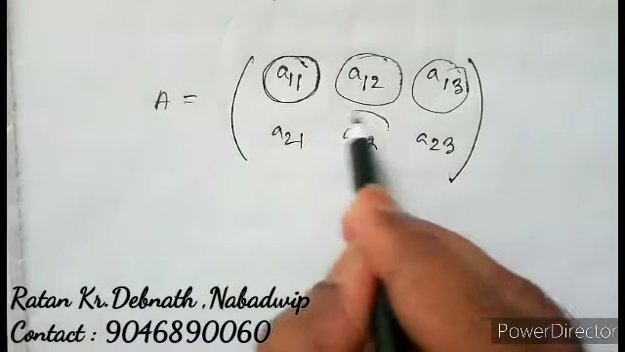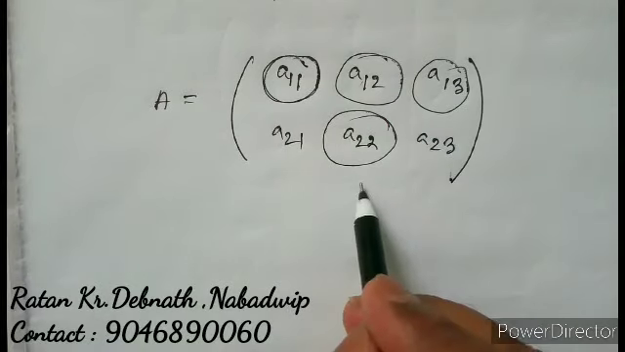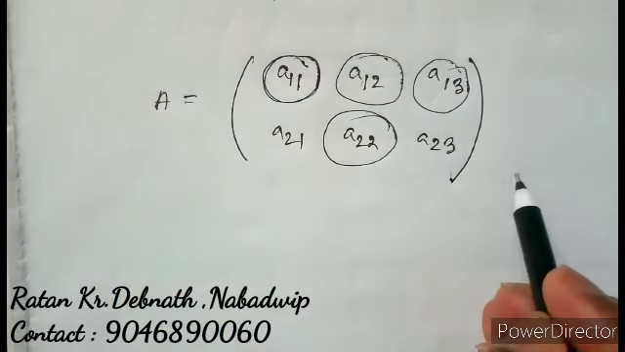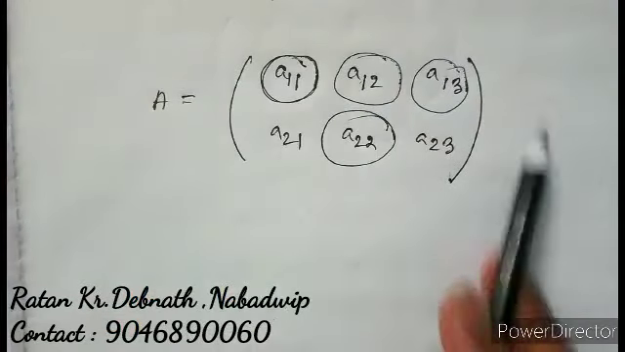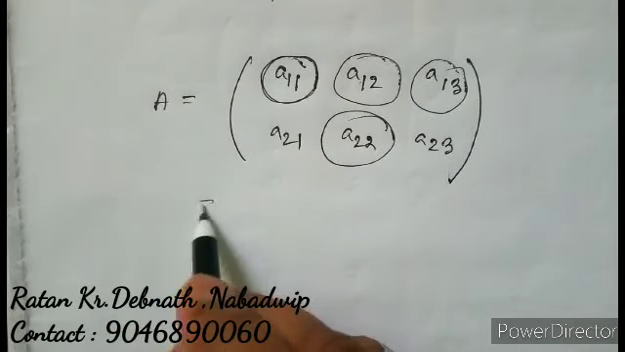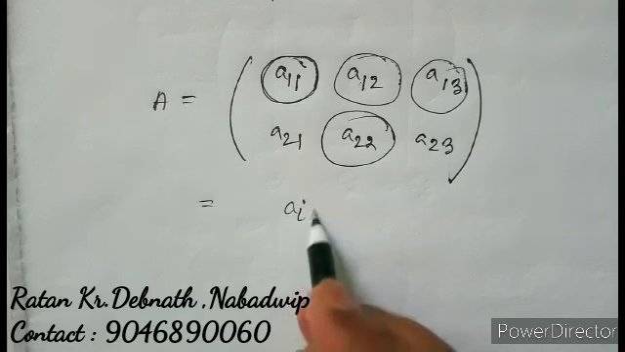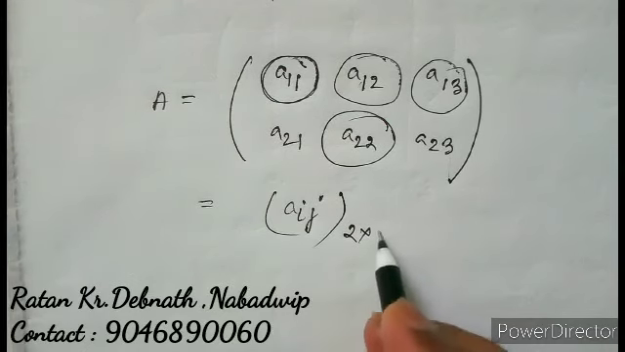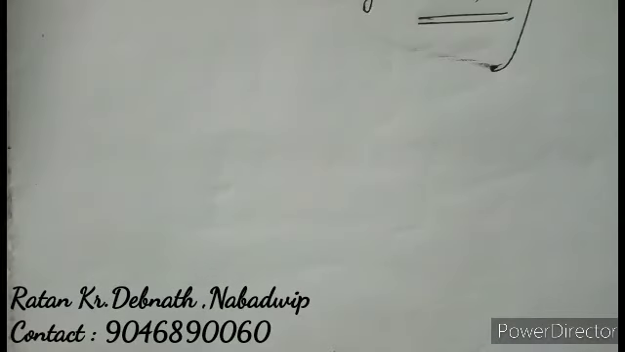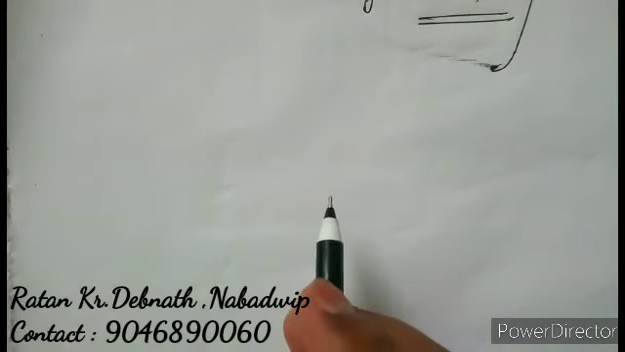Similarly, A22 indicates the element of the second row and second column. This matrix is also written as Aij, bracket, 2 cross 3. In order to clarify the whole thing, let us take an example from exercise 1 under 3.